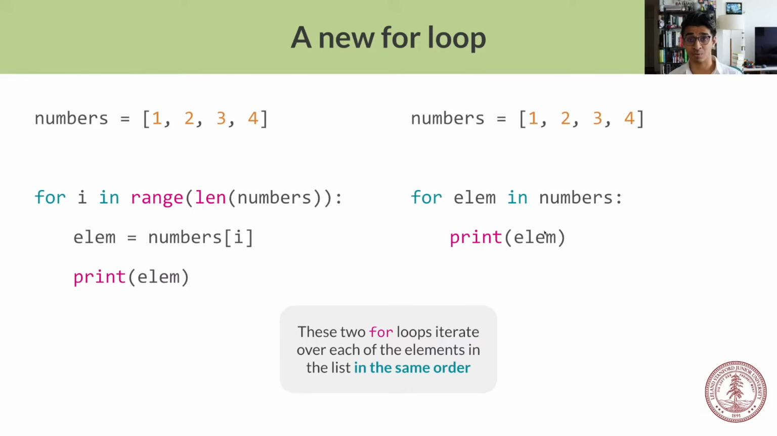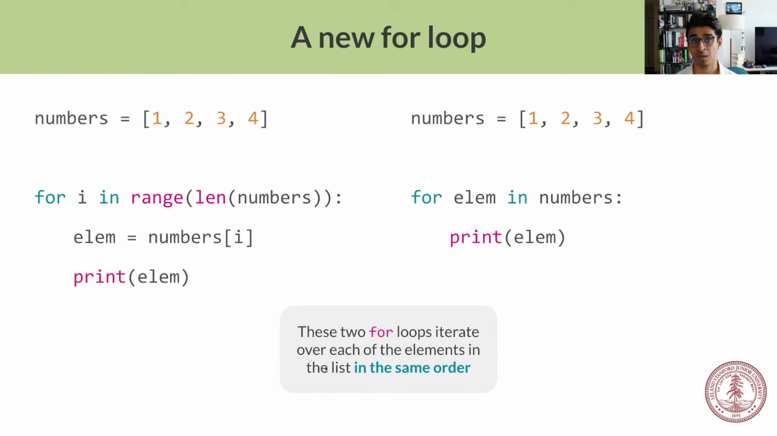I gotta be honest with you, for loops like this are probably one of my favorite parts of Python, because you don't even really need to know Python to understand what this for loop is doing. It's so succinct and beautiful. We say, for each of the elements in these numbers, go ahead and print the element. So, something to be really clear about here: both of these for loops are doing exactly the same thing. Both of them are going to print 1 first, and then 2, and then 3, and then 4. The high-level takeaway is that these two for loops iterate over each of the elements in the list in the exact same order.